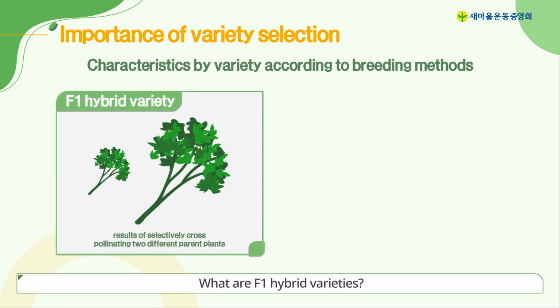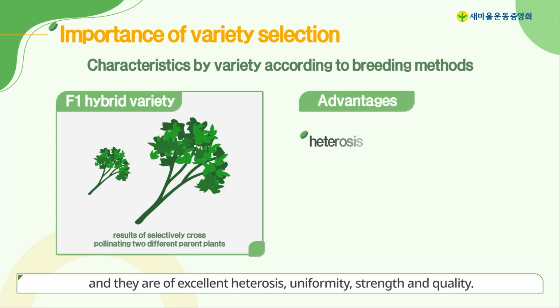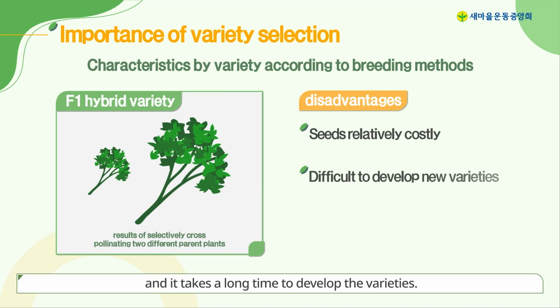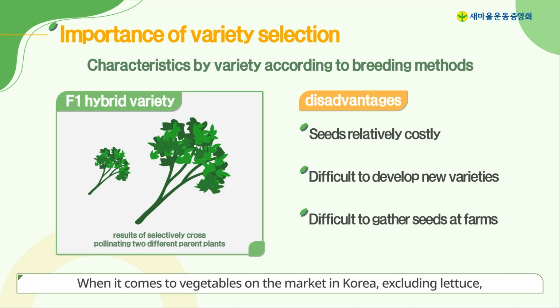What are F1 hybrid varieties? These are varieties created through the crossbreeding of 2 different varieties, female and male parents, and they are of excellent heterosis, uniformity, strength, and quality. F1 hybrid seeds are costly because farmers have to purchase them every year, as it is not easy for farmers to collect their seeds each year, and it takes a long time to develop the varieties. When it comes to vegetables on the market in Korea, excluding lettuce, what is currently distributed is mostly F1 hybrid varieties.